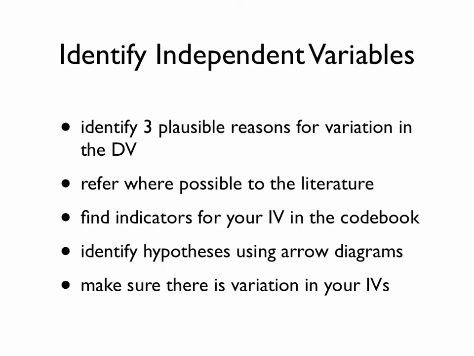I think you need to find 3 plausible reasons for variation in your dependent variable, and you do this by referring, where possible, to the literature. Then you should find indicators for your independent variable in the code book. Identify your hypothesis, if possible using arrow diagrams, and make sure that there is variation in your independent variables.